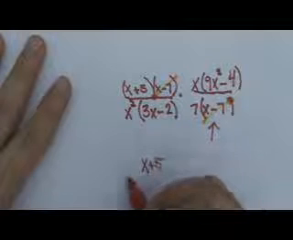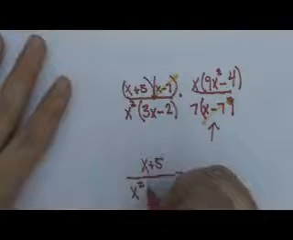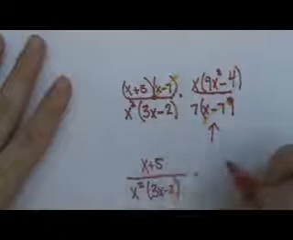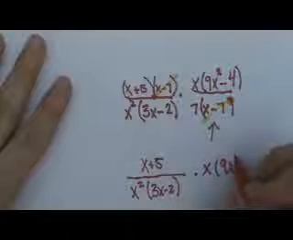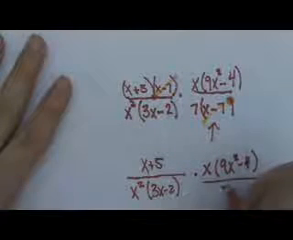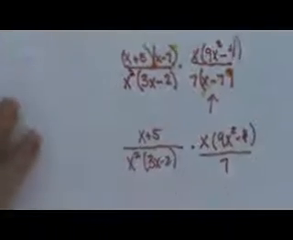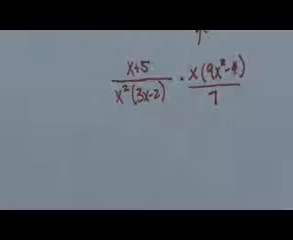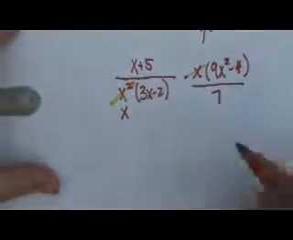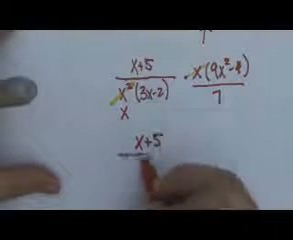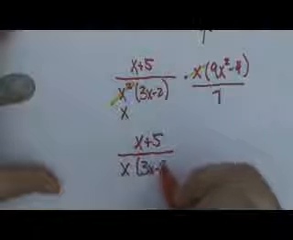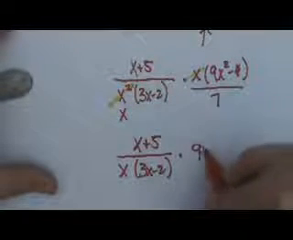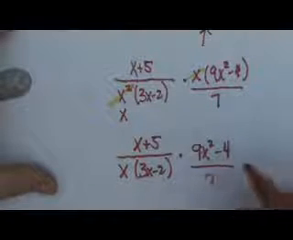We have x plus 5 over x squared, which is 3x minus 2, times x times 9x squared minus 4 over 7. Do I see anything else that will cancel? Well, yes. I have x and an x squared that'll cancel. This x will go away. It'll cancel with this x squared and leave me with 1x. So now I have x plus 5 over just x times 3x minus 2 times 9x squared minus 4 over 7.